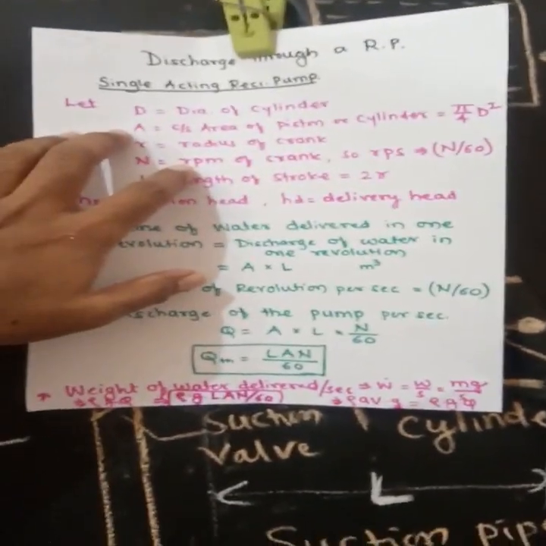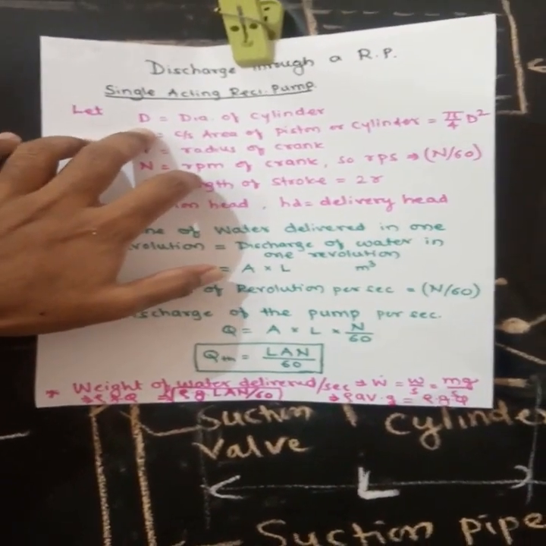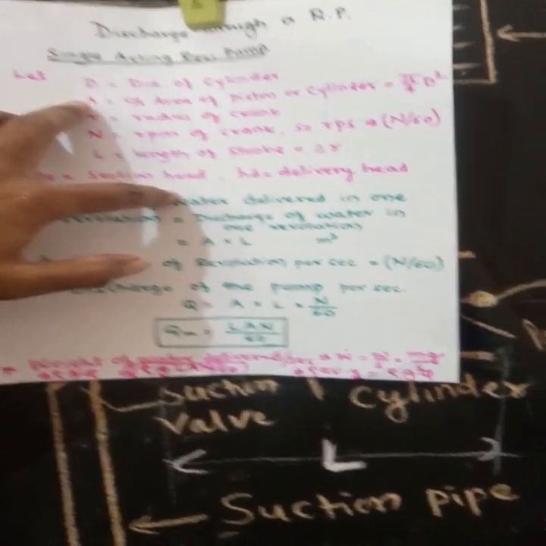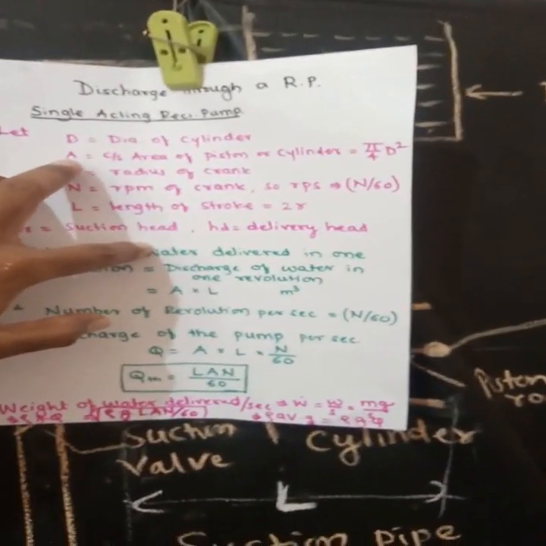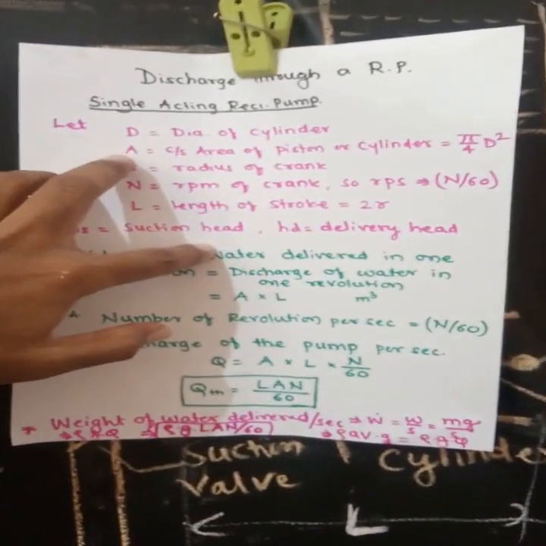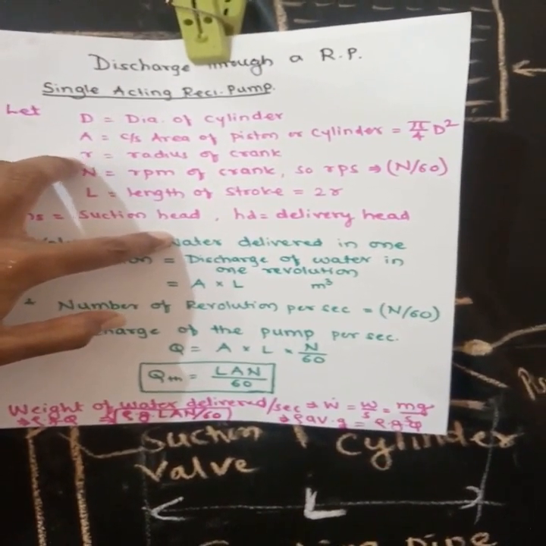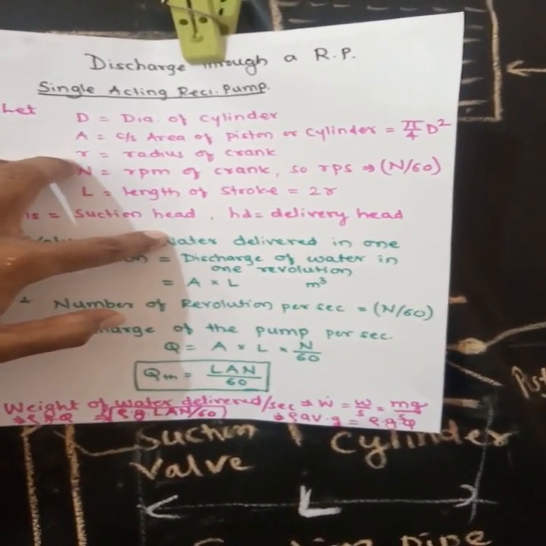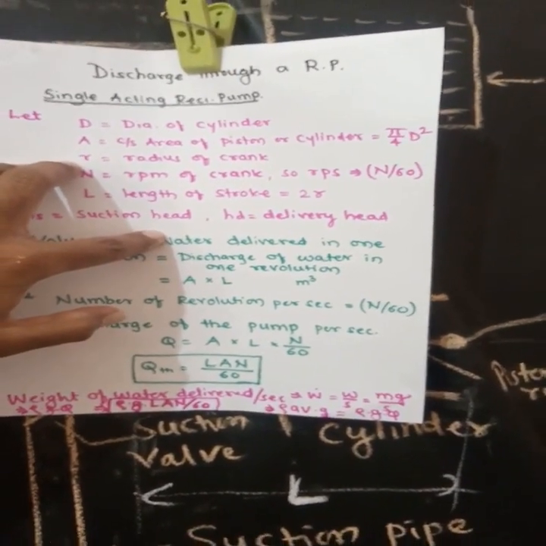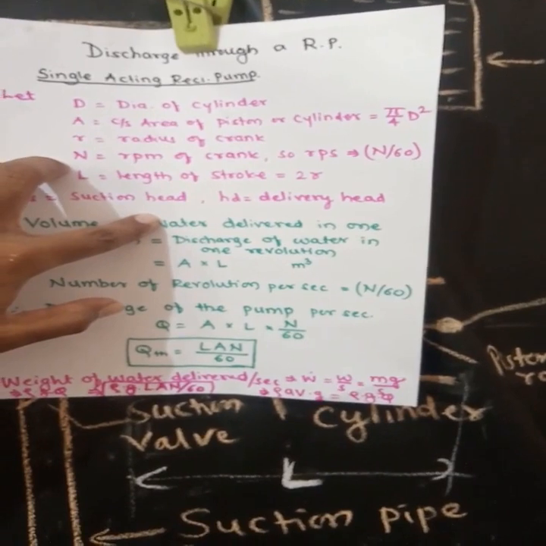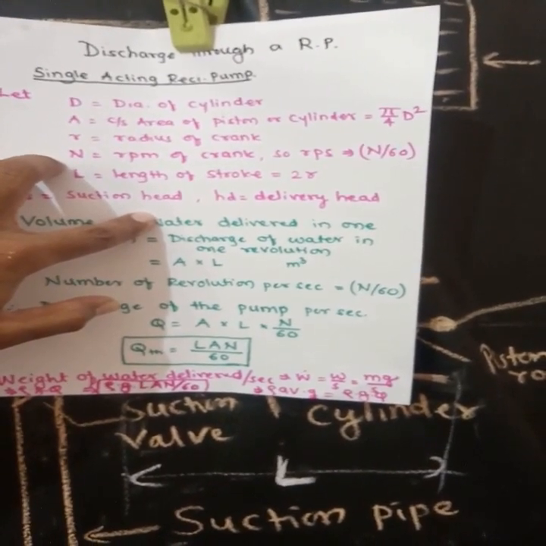Here we are defining the discharge, with some terms that you should be aware of. D is the diameter of the cylinder. A is the cross-sectional area of the piston or the cylinder, which equals pi by 4 D squared, where R is the radius of the crank. Then N, capital N, represents the RPM of the crank.